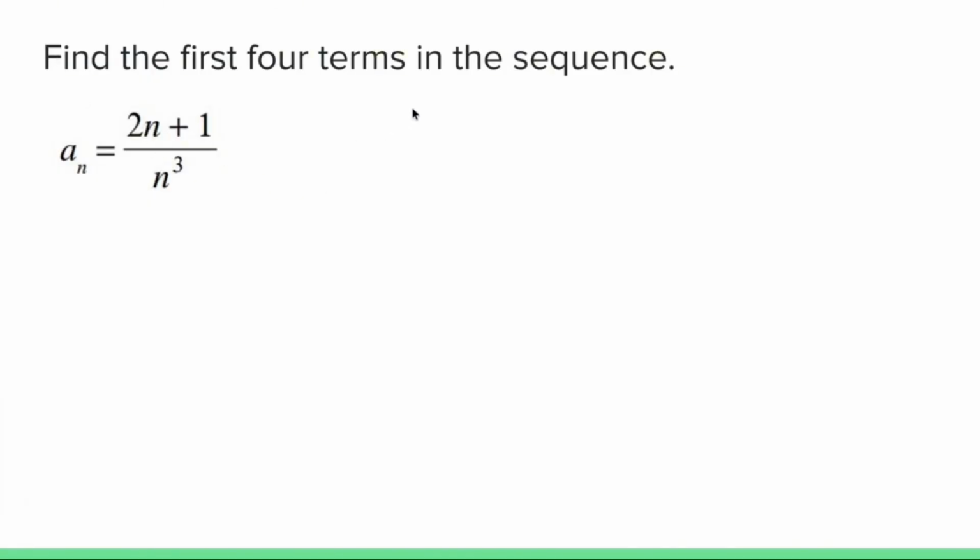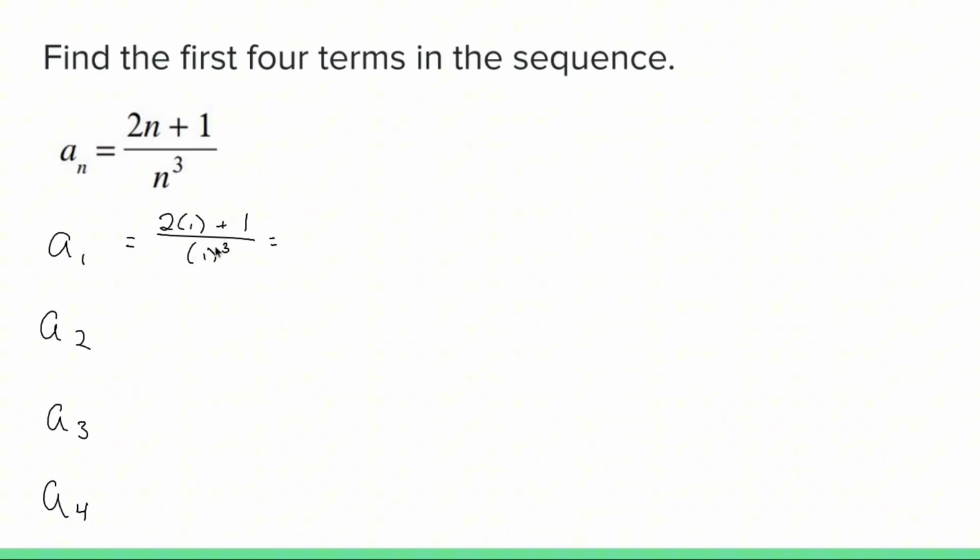Find the first four terms in this sequence. All right, well, that looks awful, but that's all right, no big deal. We are being asked to find a sub 1, a sub 2, a sub 3, a sub 4. And it's a matter of replacing every n with the number that we're talking about. So it's just PEMDAS a bunch of times. So 2 times 1 plus 1 over 1 to the third power.